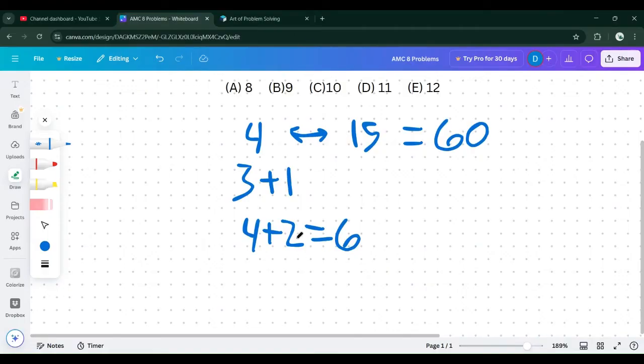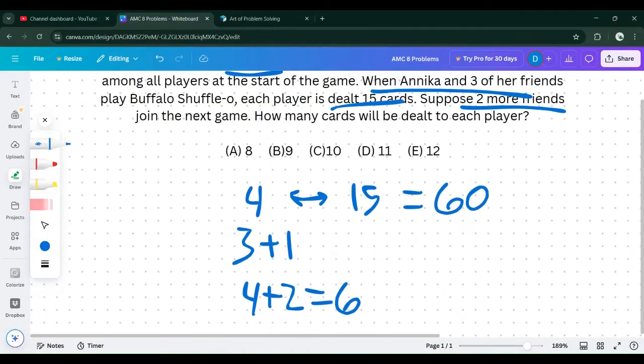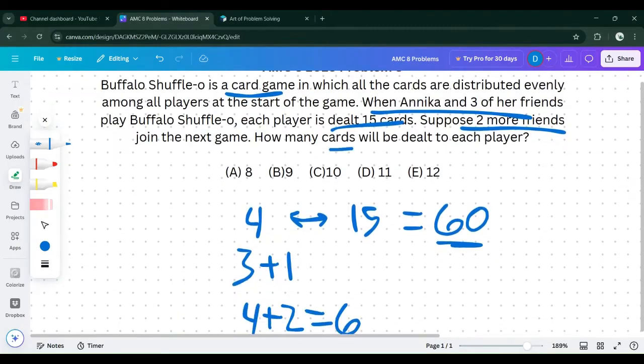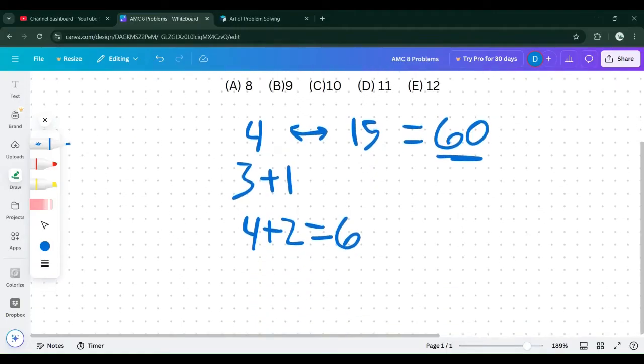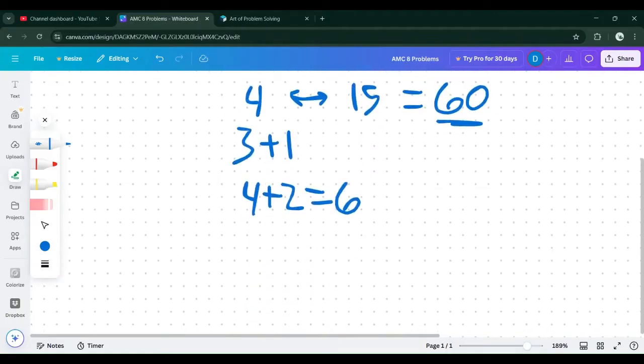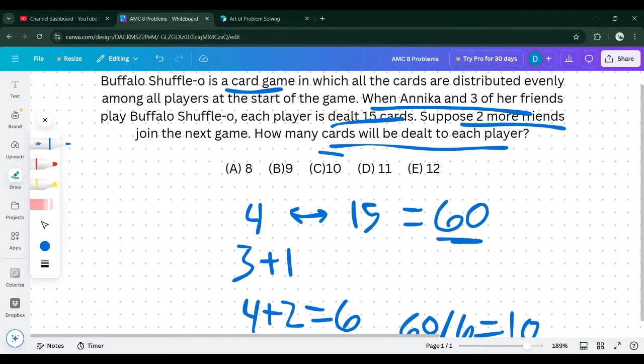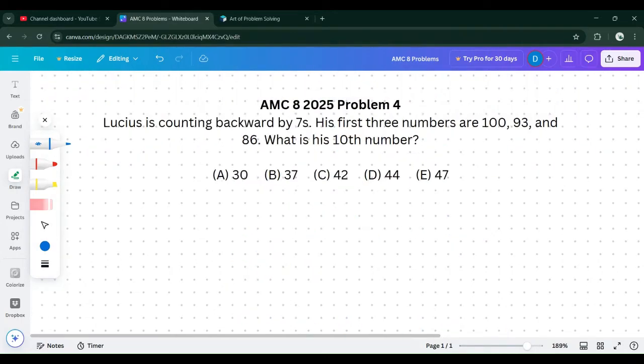There's 6 players the next game, and there's 60 cards still. There's still 60 cards to deal, and how many cards will be dealt to each player? Since there's 60 cards and there's 6 players each, if we divide evenly, 60 divided by 6, there will be 10 cards given to each player, making the answer C.